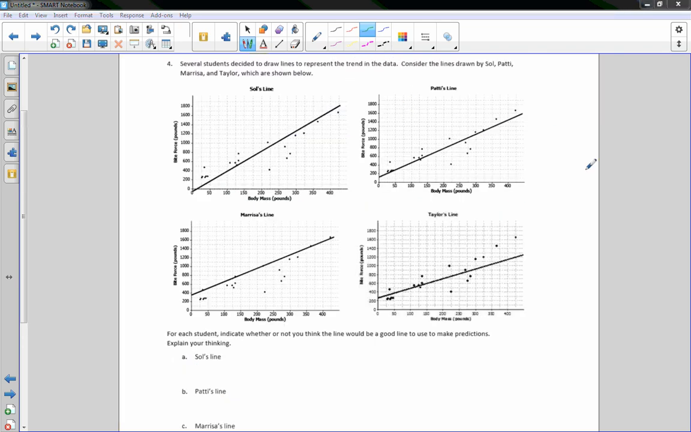Okay, number 4 says several students decided to draw lines that represent the trend in the data. Consider the lines drawn by Saul, Patty, Marissa, and Taylor, which are shown below. Here's Saul, Patty, Marissa, and Taylor. For each student, indicate whether or not you think the line would be a good line to use to make predictions. Explain your thinking. Okay, so I'm not going to write these, I'm just going to explain it. It's a lot of writing and it's hard to write with this pen.